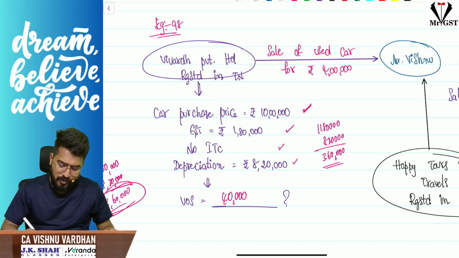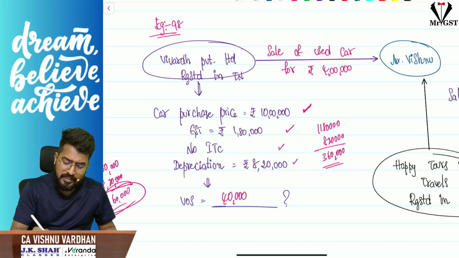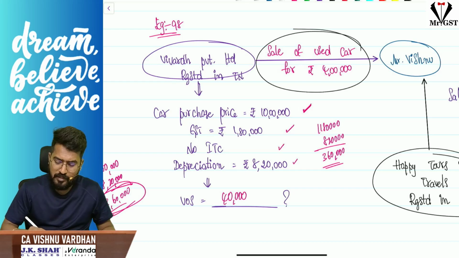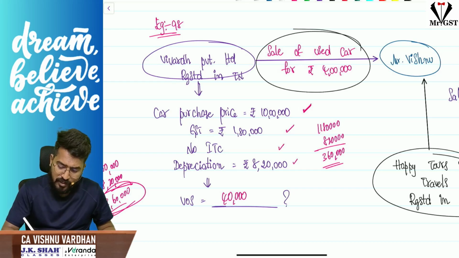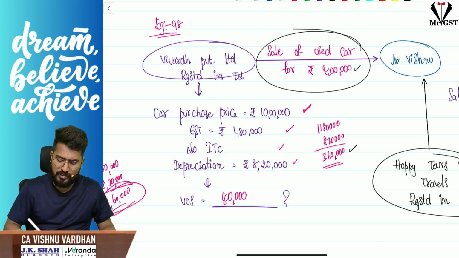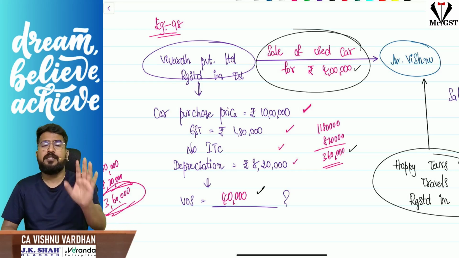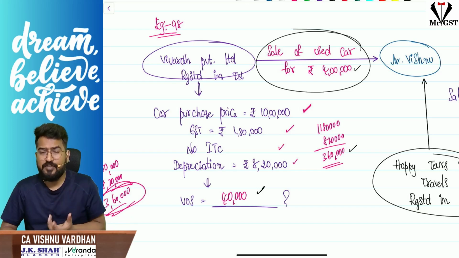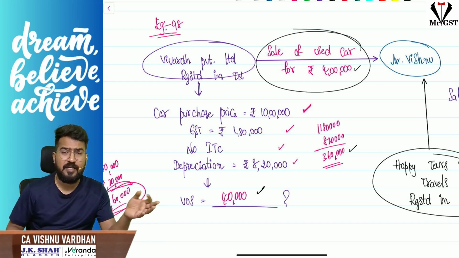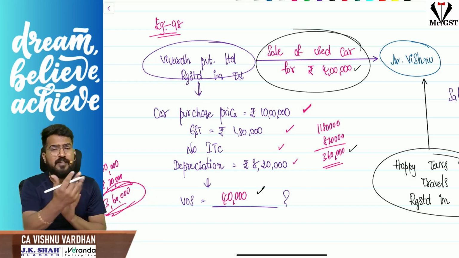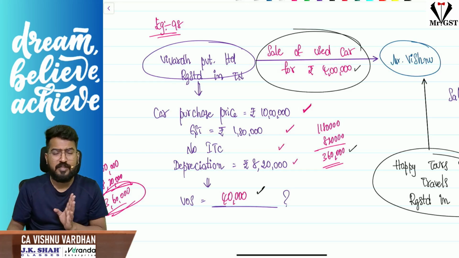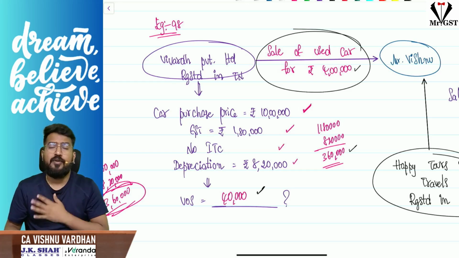Now for what price am I selling this car? I am selling this car for 4 lakh rupees. So sale price minus depreciated value, 4 lakhs minus 3,60,000, gives me 40,000. So 40,000 will be the value of supply. I repeat, because I am buying the car, using it for my business purpose and selling it, with ITC not taken. If ITC is taken, it means normal valuation only, the transaction value.